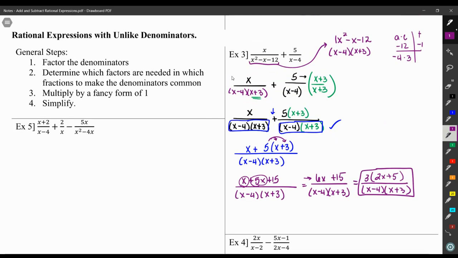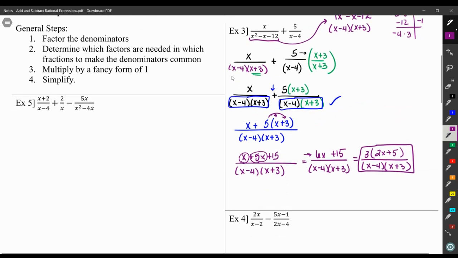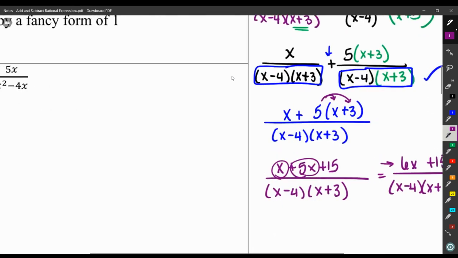So that's adding two fractions together. Let's look at how we add 3 on example 5. And then you guys are going to do example 4 by yourself. So we're going a little bit out of order here, but that's okay.